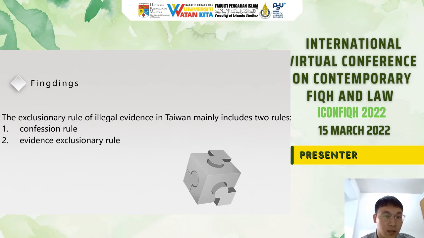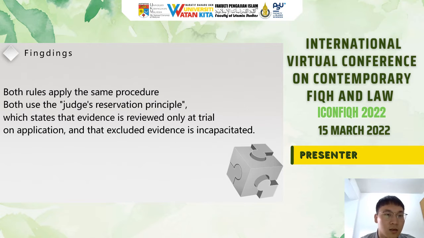And what we found is that the exclusionary rule of illegal evidence in Taiwan mainly includes two rules. Number one, the confession rule. Number two, the evidence exclusionary rule. Both rules apply the same procedure. Both use the judge's reservation principle, which states that evidence is reviewed only at trial on application, and that excluded evidence is incapacitated.